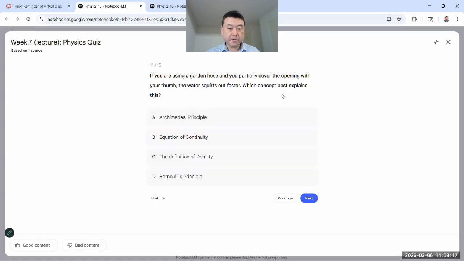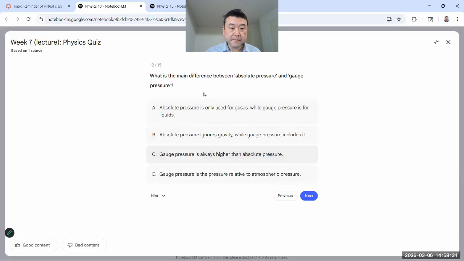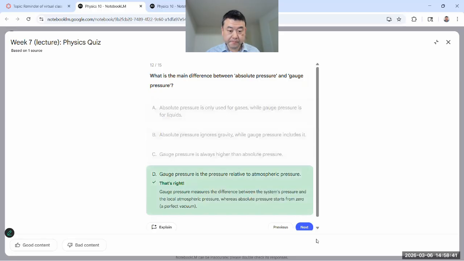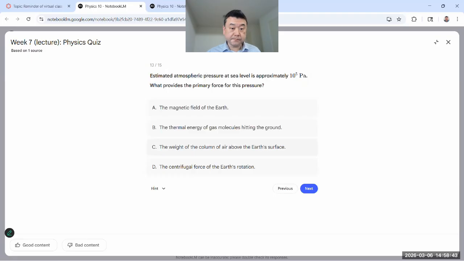Garden hose you partially cover with opening of it. Faster. Continuity equation, that water material volume mass is conserved. Main difference between absolute pressure and gauge pressure is that gauge pressure is relative to atmospheric pressure. Atmospheric pressure at sea level is best explained primarily by the weight of the column of the air above.